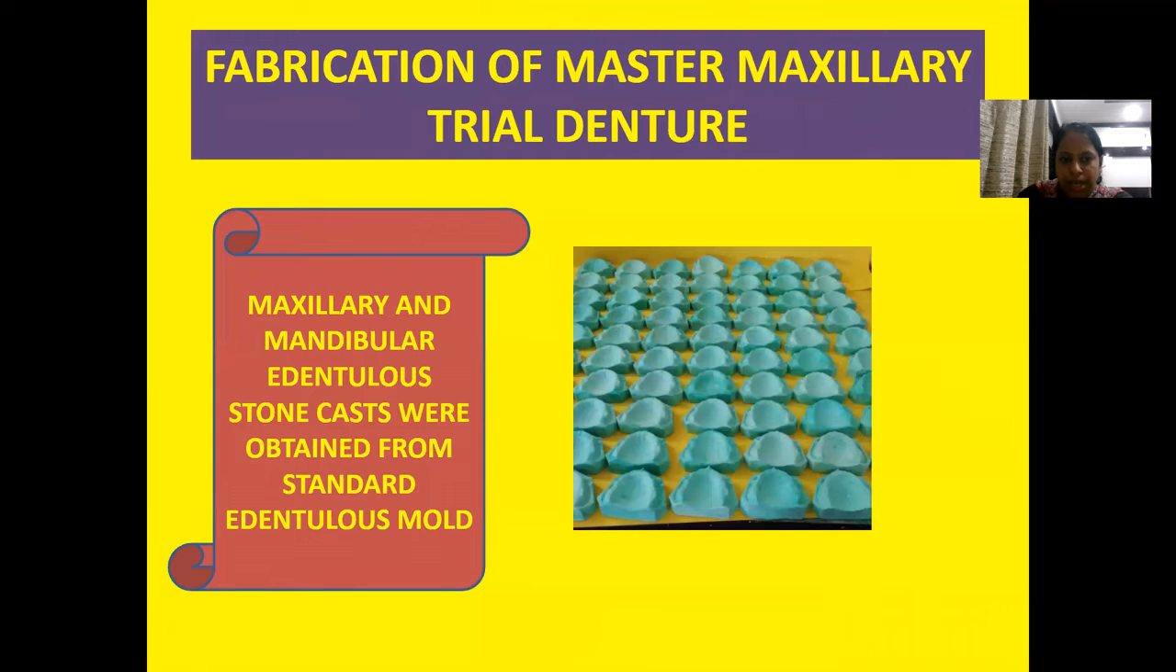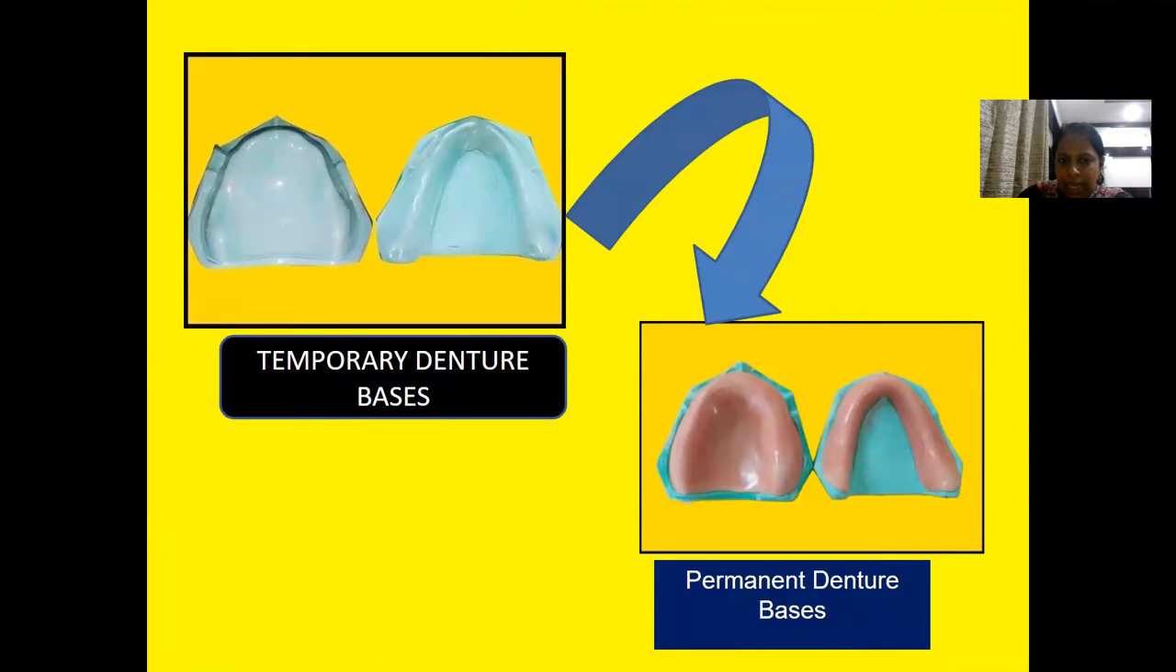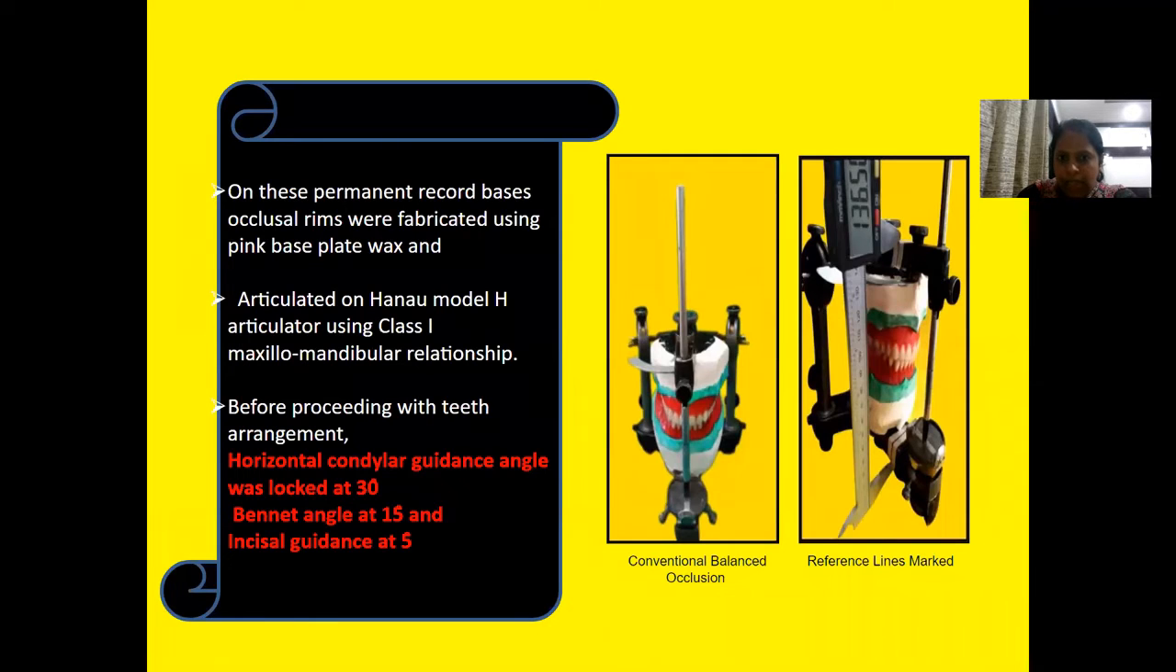Methodology. First, maxillary and mandibular edentulous stone casts were obtained from the standard edentulous mold. After that, record bases of uniform thickness were fabricated on both of these master casts. To maintain the uniform thickness of the record bases, a thermoplastic resin sheet of 2 mm was adapted over them. Then the temporary denture bases were converted into permanent denture bases using the conventional compression molding technique.